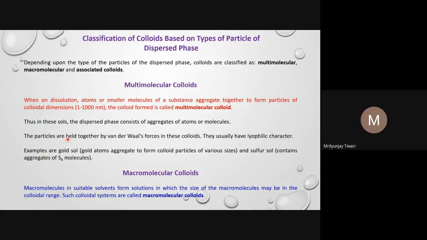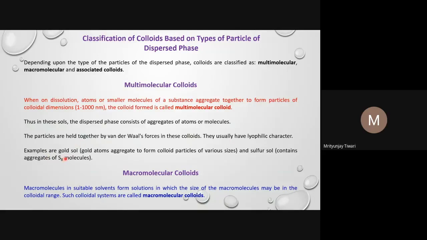And so the particles are held together here by van der Waals forces in these colloids. The weak van der Waals forces will be there between the many atoms or molecules which are joined together to form colloidal particles of the dispersed phase. And these particles, the dispersed phase, usually have lyophilic character.